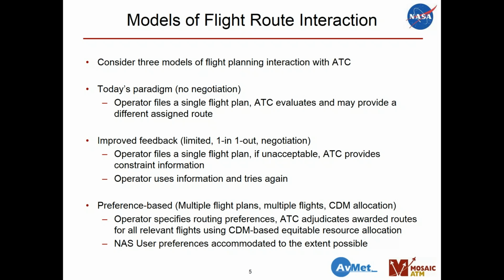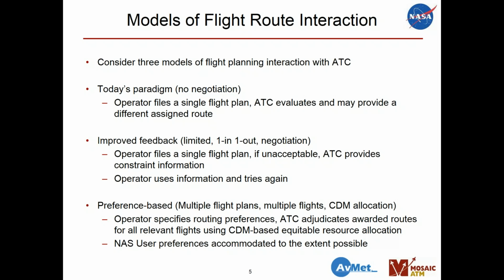So the flight operator would send in a single flight plan, and if that flight plan is unacceptable, the ATC system can indicate that as a response to the trial plan, but some constraint information can also be provided as feedback to the flight operator. The flight operator can then use that information to try a different plan.